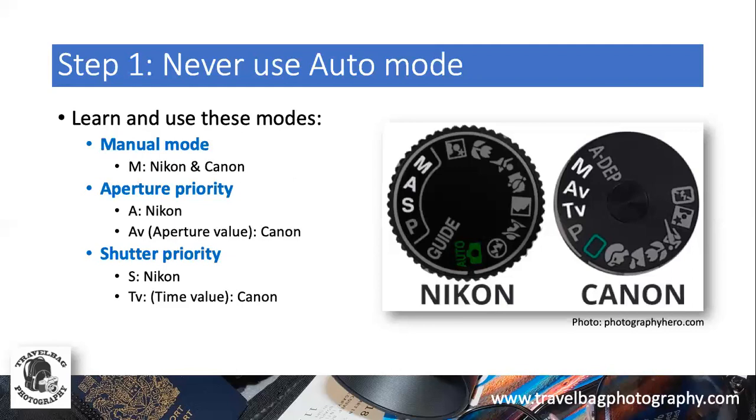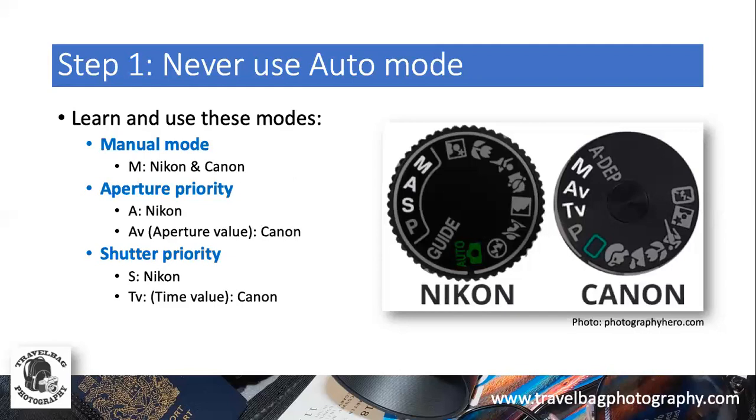Shutter priority lets you adjust the speed that the shutter is open. So once again, Nikon makes it pretty easy. So it's an S. However, Canon doesn't call shutter priority by its true name. It actually uses time value. So it's a TV. With these 3 modes, you can shoot almost anything that you need.